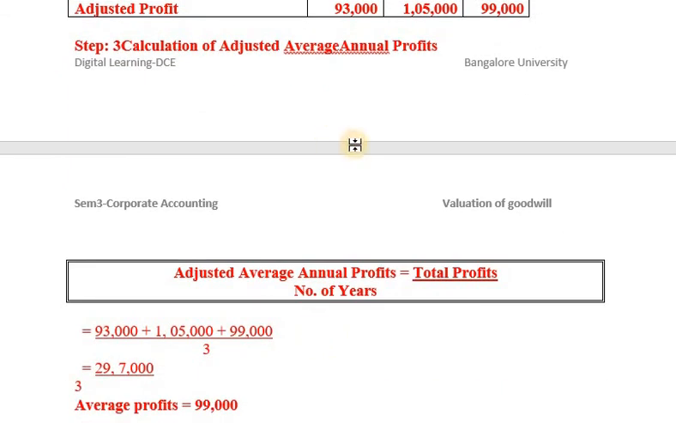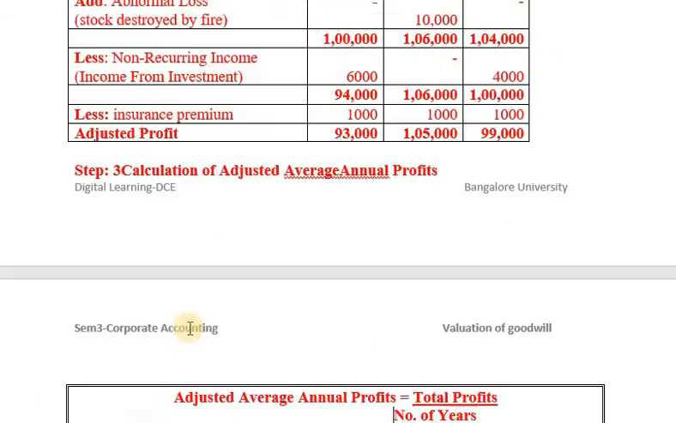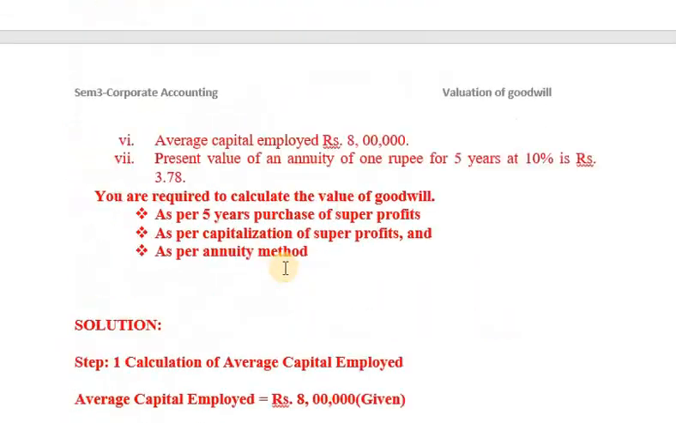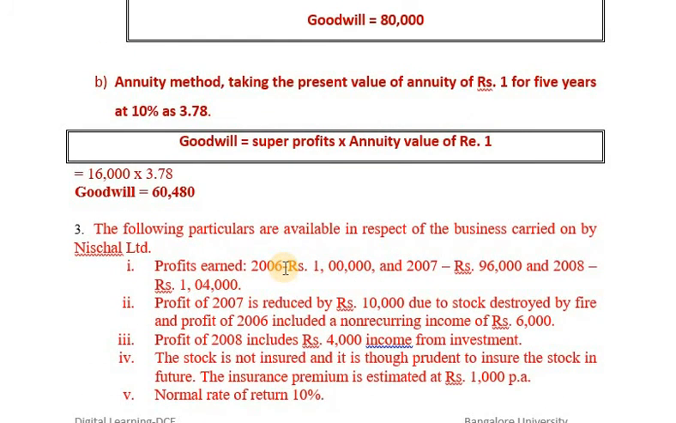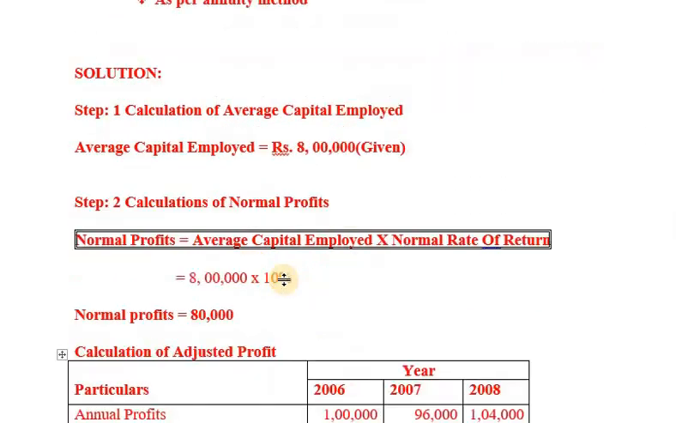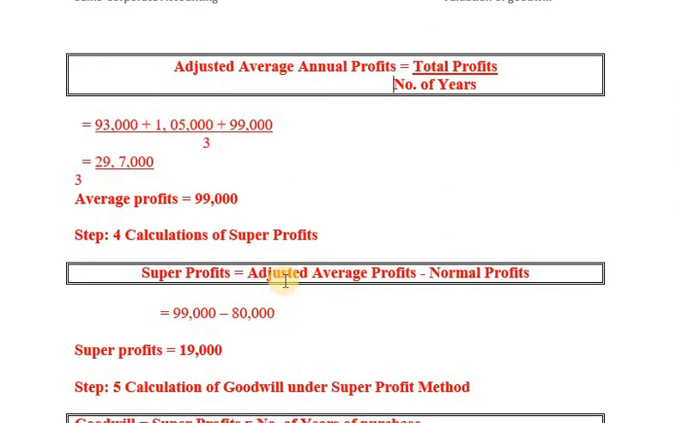Then we must calculate adjusted average profit. What is adjusted average annual profit? Adjusted average annual profit will be total profit divided by number of years. That is 93,000 plus 1 lakh 5,000 plus 99,000 divided by 3.